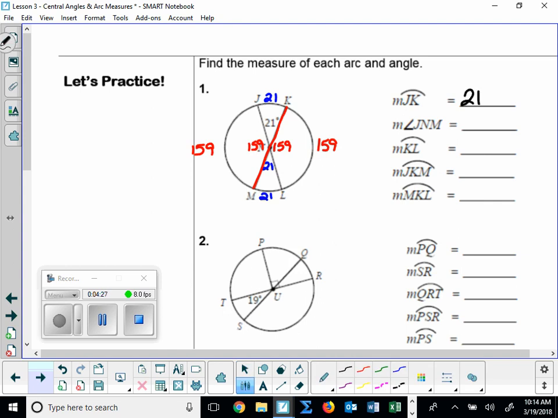JK is 21 degrees. Angle JNM, 159 degrees. Arc KL, 159 degrees. JKM. Now, when you're finding the measure of a major arc, you start at the first letter, you go through the second letter, and you stop on the third. Which way you go around the circle matters, and it's really important when you're doing a major arc. So I need to add these three arcs together. 21 plus 21 plus 159.